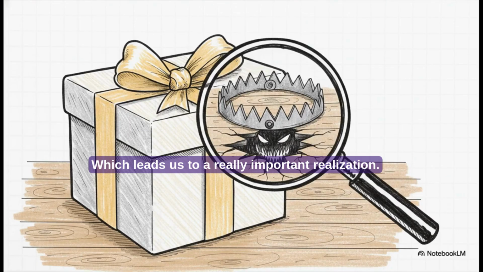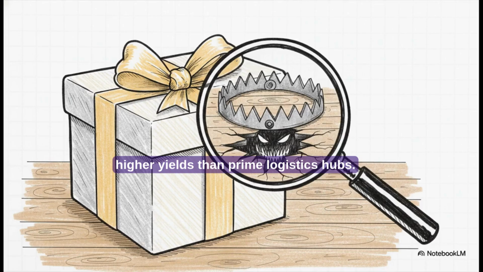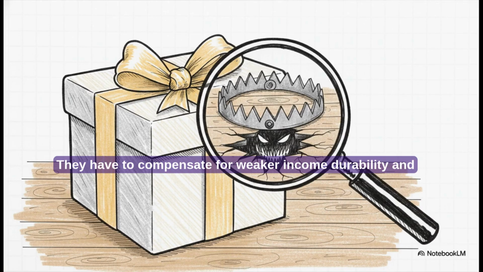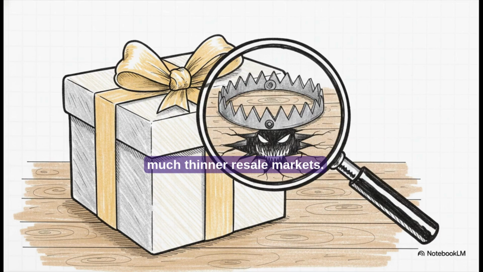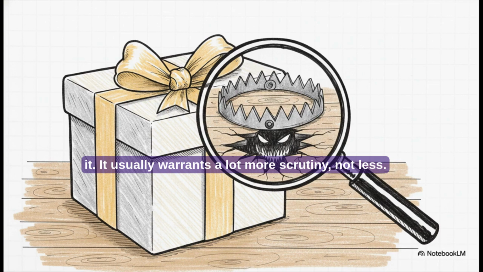Which leads us to a really important realization. There is no universal good cap rate. A cap rate that looks attractively high might just be the market pricing in a risk that you simply haven't fully identified yet. This is exactly why secondary offices or older retail spaces command higher yields than prime logistics hubs. They have to compensate for weaker income durability and much thinner resale markets. So whenever you see a massive headline yield, you need to interrogate it. It usually warrants a lot more scrutiny, not less.